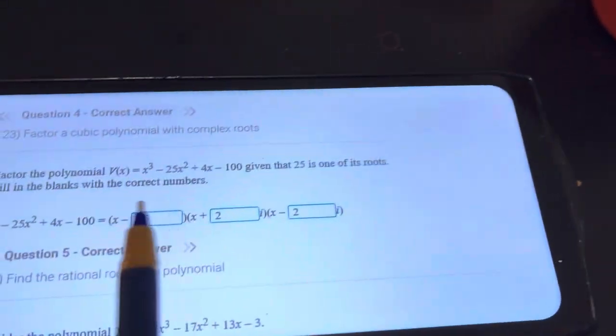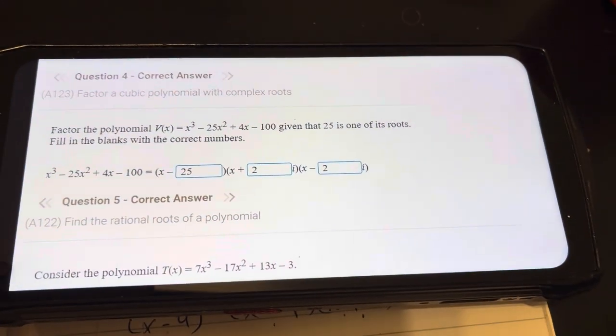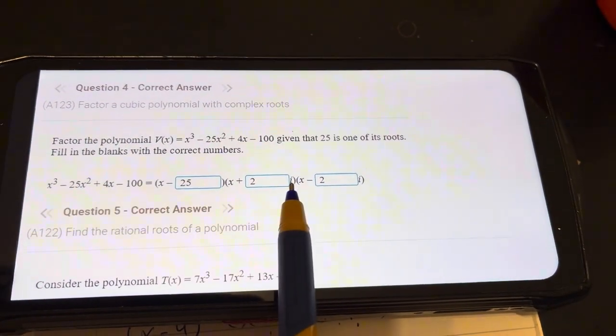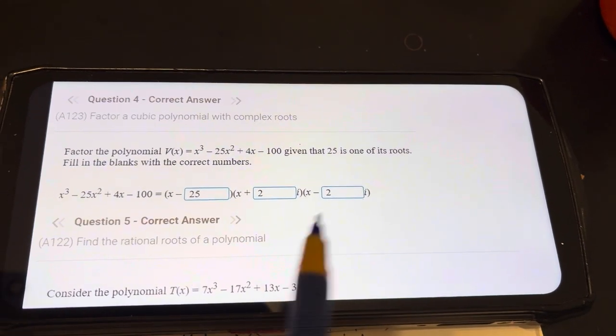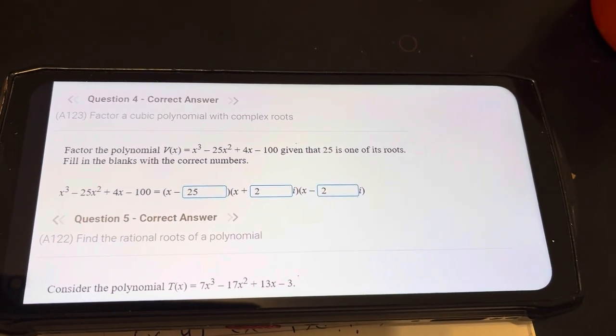So here x minus 25, you already know this one. Here x plus 2, and he put the I, and minus 2, and he put the I. And this is irrational roots.